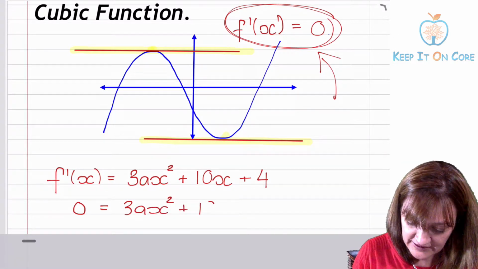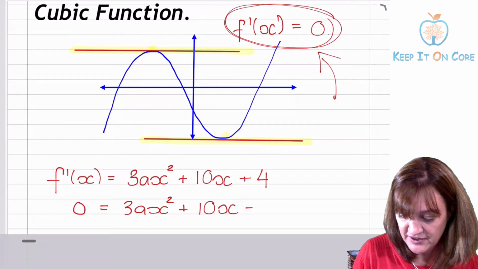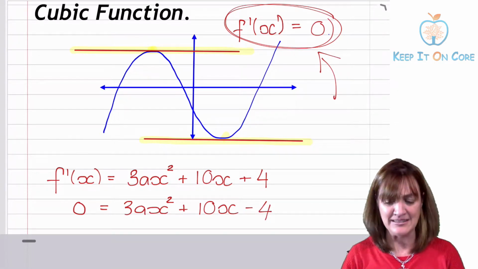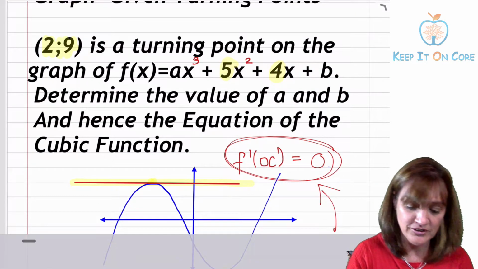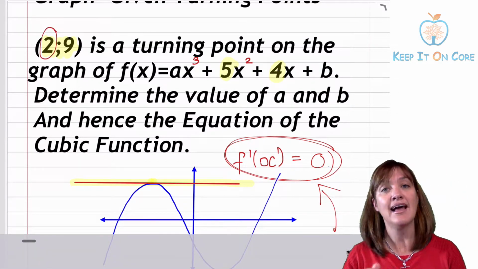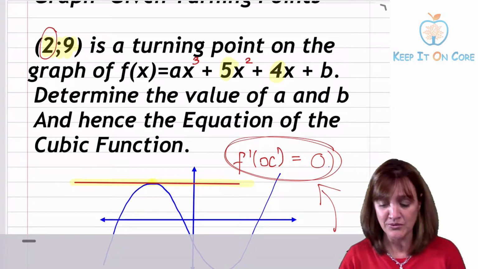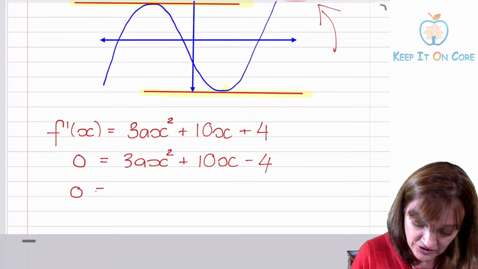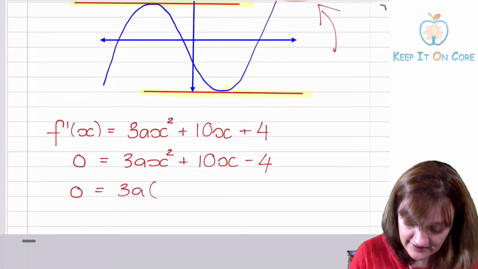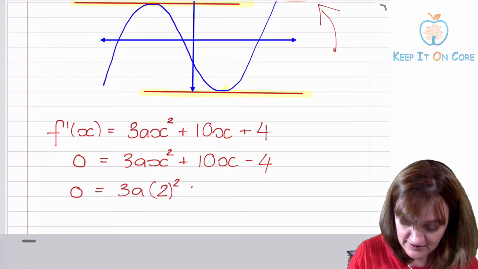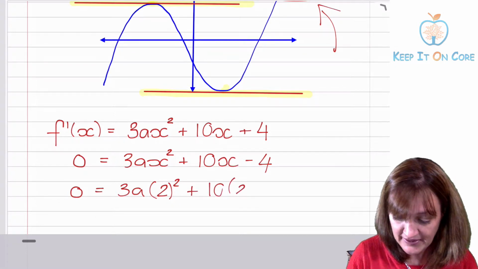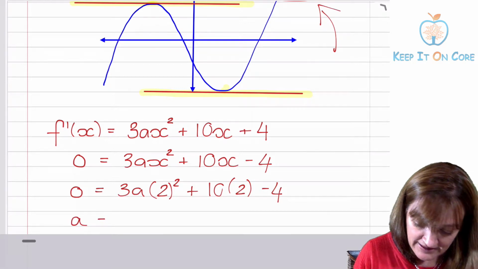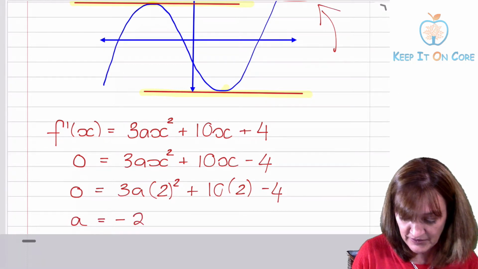We have a small issue, however, that I've got two different variables I'm working with over here. I've got an a and I've got an x, and that's not ideal. But what we do know is that the x coordinate at the turning point was actually 2. So you can use that. We're going to substitute x with 2. So I've got a times 2 squared plus 10 times 2 plus 4, and that's going to end up giving me an a value, which is negative 2.